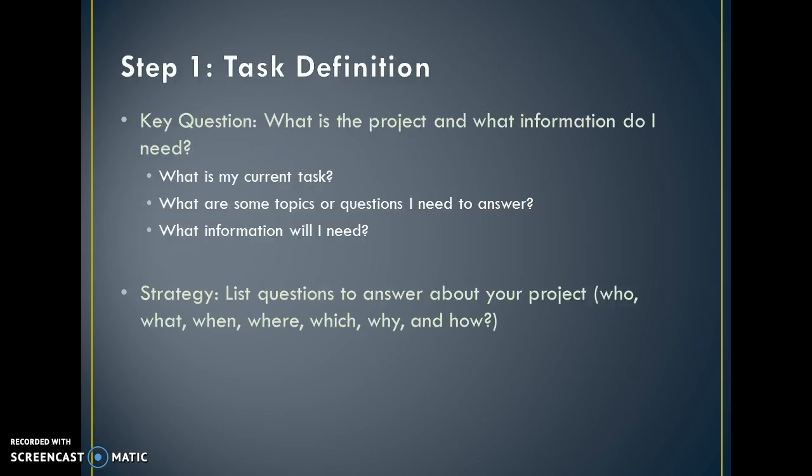Step 1 is task definition. The key question you should ask yourself in step 1 is, what is the project and what information do you need? So this is basically looking at the project and deciding, what do you need to do? What is your task? What are some topics or questions you need to answer? And what information will you need? The strategy to complete that question, or to list questions to answer about your project. Things like who, what, when, where, which, why, and how.